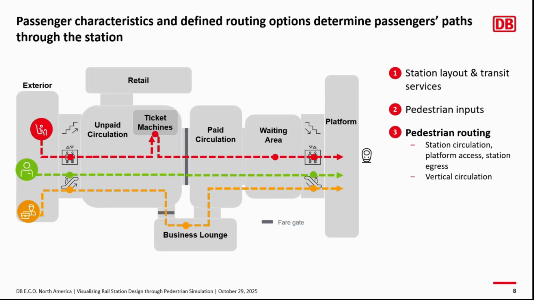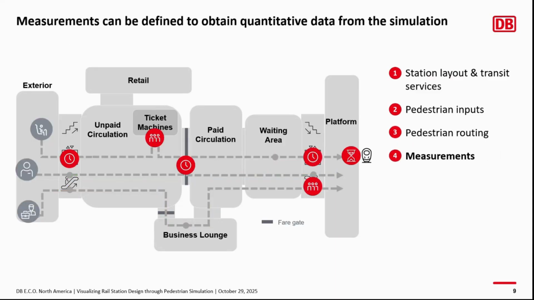Next is the pedestrian routing. This is based on the station circulation parameters, and it dictates how passengers will access the platform, how they'll enter and exit the station, how they'll use vertical circulation throughout the station. And again, this will also be tied to pedestrian types and characteristics. And then finally is the measurement. So transit dwell times, level of service, queue length, things like that.